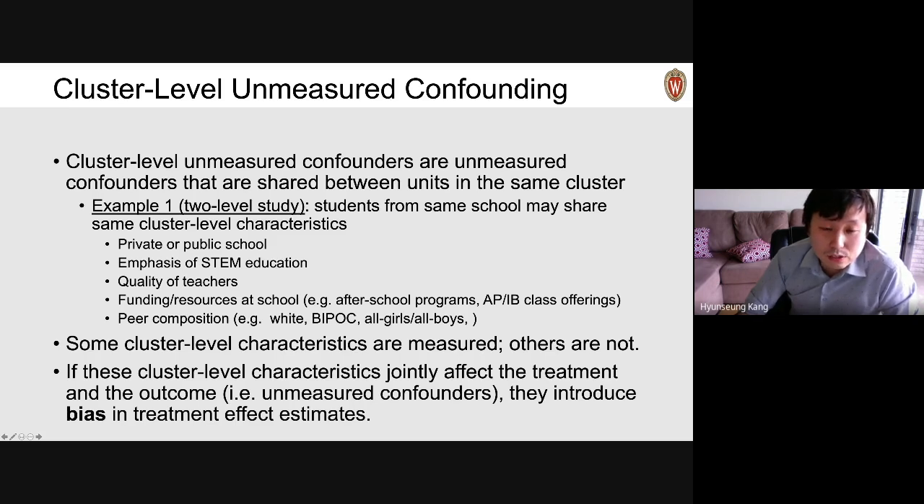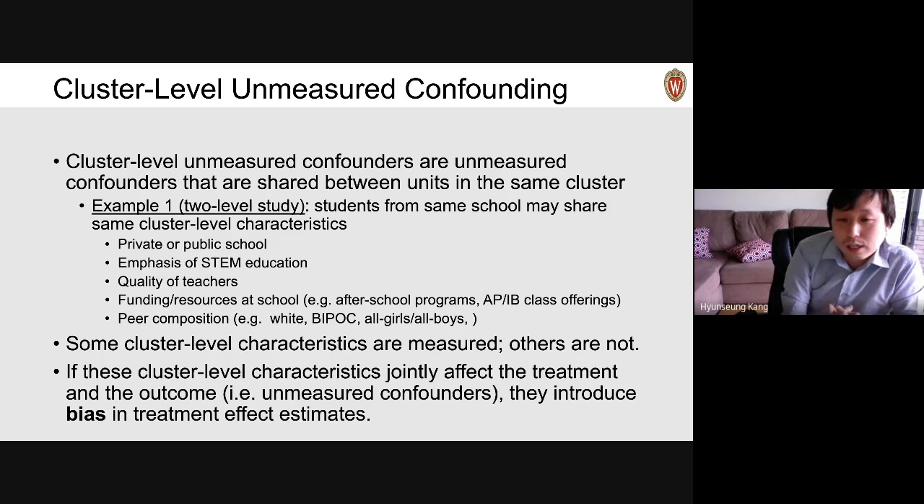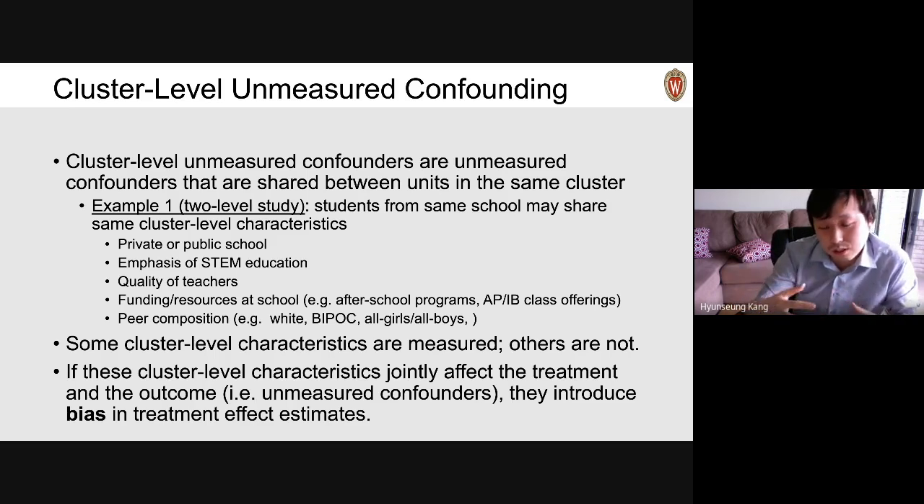And if these cluster level characteristics jointly affect the treatment variable of interest as well as the outcome variable, and hence are an unmeasured confounder, they can definitely introduce bias in the treatment effect estimates, much like how an individual level unmeasured confounder, if left unmeasured, introduces bias. Now, the case of multi-level observational data is that there are not only individual level confounders, but also unmeasured cluster level characteristics that are shared by the same people in the same cluster.